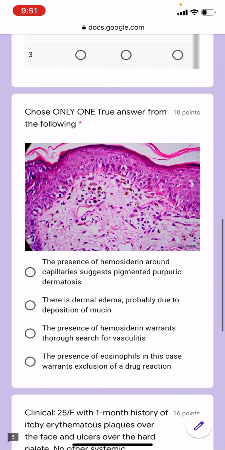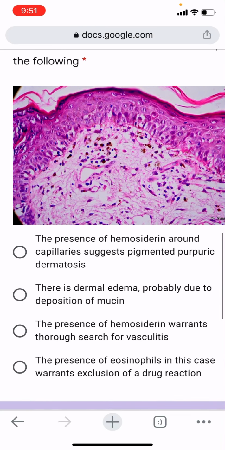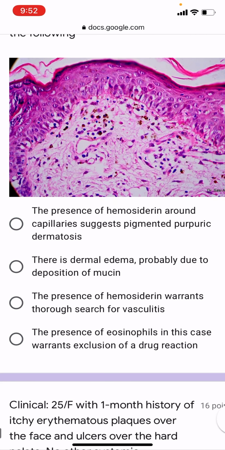Now, which of the following is true? The presence of hemosiderin around capillaries. So this is not hemosiderin. You should have made the diagnosis based on the clinical findings as well, because the whole purpose of this quiz is to do clinicopathological correlation. If you looked at the clinical images below, you know that there is no way there could be hemosiderin here. This is a butterfly rash on the face, and clinically this is lupus erythematosus, and that's the answer. And in the context of lupus erythematosus, these are melanophages. So the first is ruled out because there's no hemosiderin.